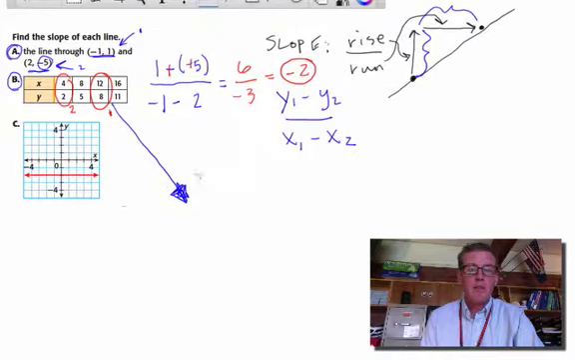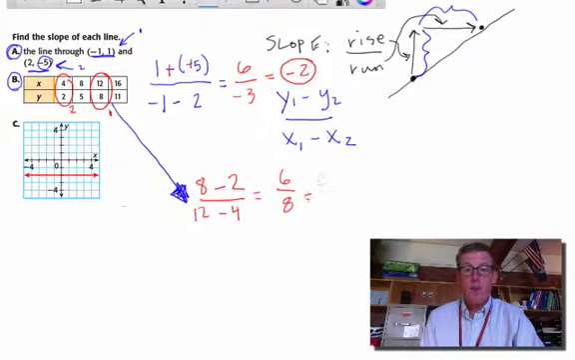So I'm going to do y1, 8, minus y2, 2, over, now x1 is 12, minus x2, which is 4. And then that boils down to 6 over 8. And then that boils down to 3/4. And so my rise is going to go up 3 and over 4.